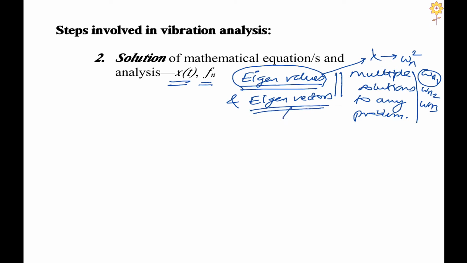Eigenvectors give us an idea about the mode shapes, the configuration attained by the bodies or the system when they are vibrating with any one natural frequency. So, we are talking about the resonance conditions.